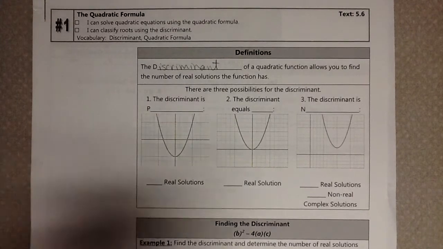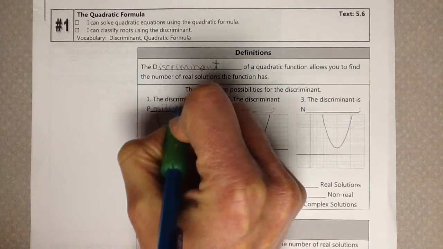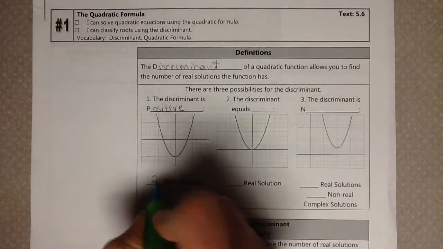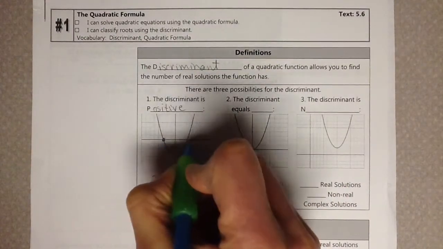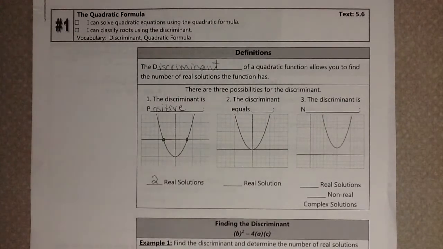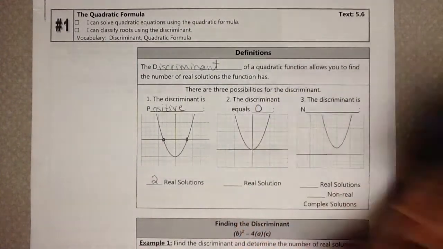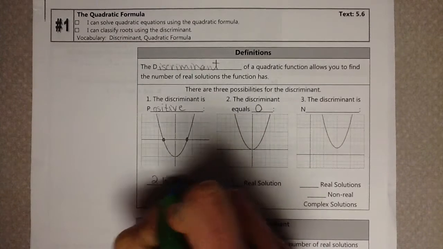So, if our discriminant is positive, then we're going to have two real solutions. So just a reminder, the solutions happen where the graph crosses the x-axis. So again, if the discriminant is positive, we're going to have two real solutions. If the discriminant is 0, we're going to have one real. And now I'm going to go back and just put a box around real here.